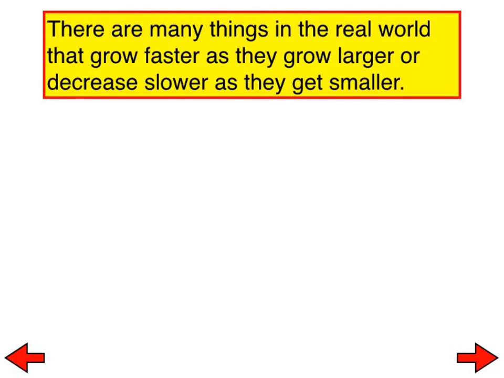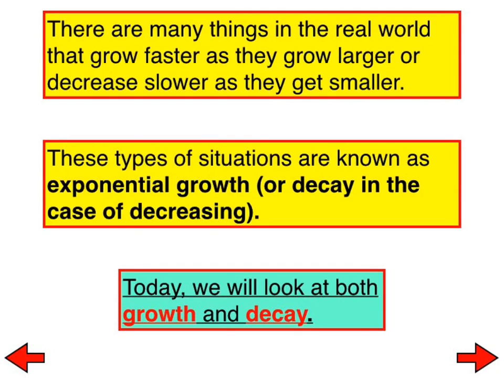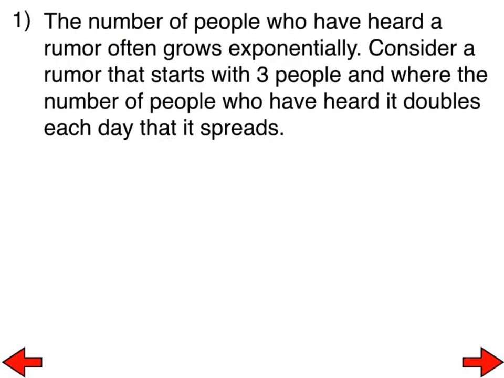There are many things in the real world that grow faster as they grow larger or decrease slower as they get smaller. These types of situations are known as exponential growth or decay in the case of decreasing. And today, that's our focus on growth and decay. So let's start with problem number 1.